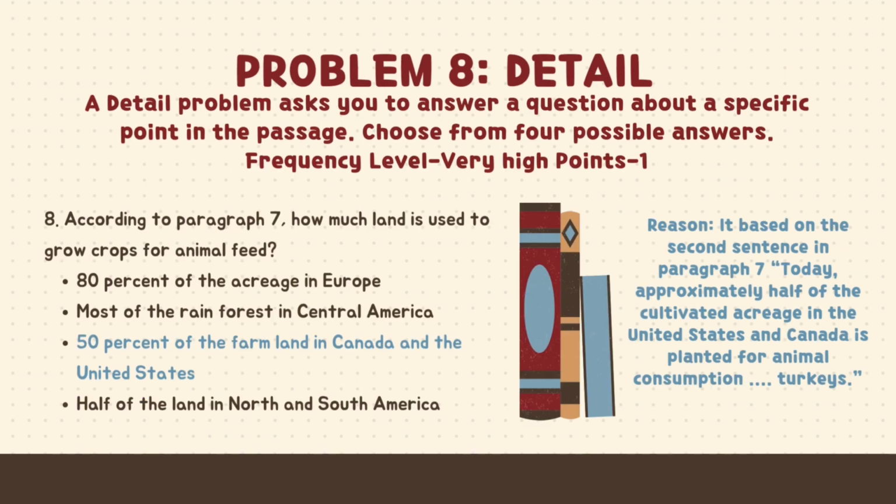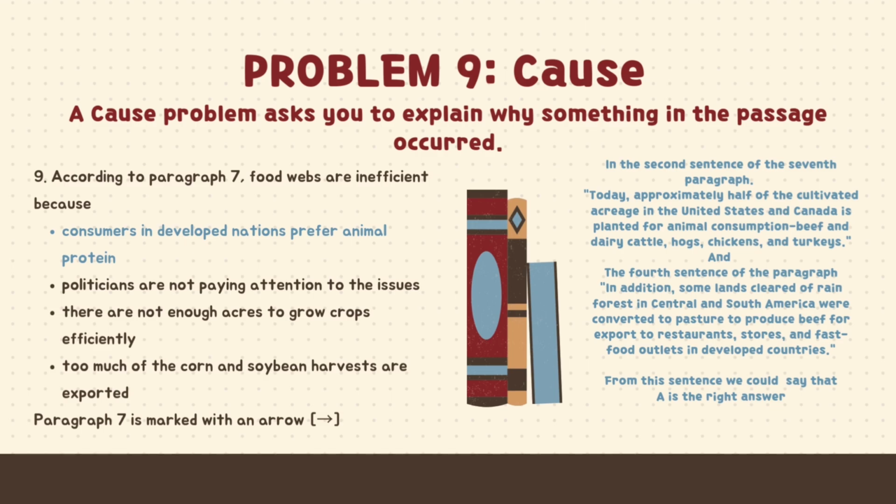Problem 8. Detail. A detail problem asks you to answer a question about a specific point in the passage. Choose from 4 possible answers. Problem 9. Cause. A cause problem asks you to explain why something in the passage occurred. According to paragraph 7, food webs are inefficient because A. Consumers in developed nations prefer animal protein. B. Politicians are not paying attention to the issues. C. There are not enough acres to grow crops efficiently. D. Too much of the corn and soybean harvests are exported. Paragraph 7 is marked with an arrow.